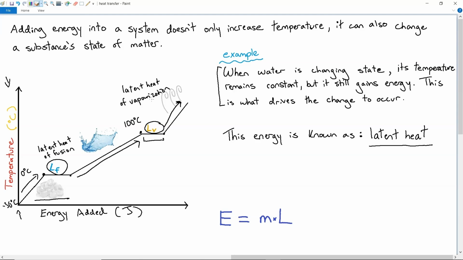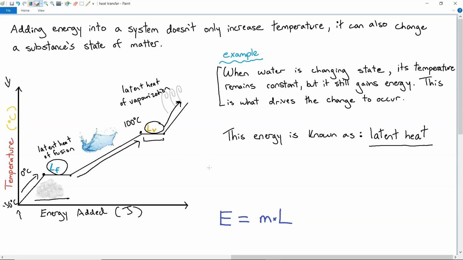Honestly, I don't even know if vaporization has an S or a Z, but let's use a Z. This is pretty straightforward. This is when we're turning from a liquid to a vapor or gas, hence the name. But both of these values, LF and LV, are going to have values associated with them.